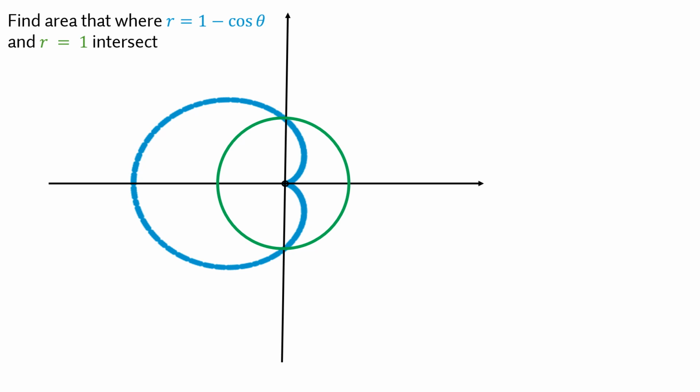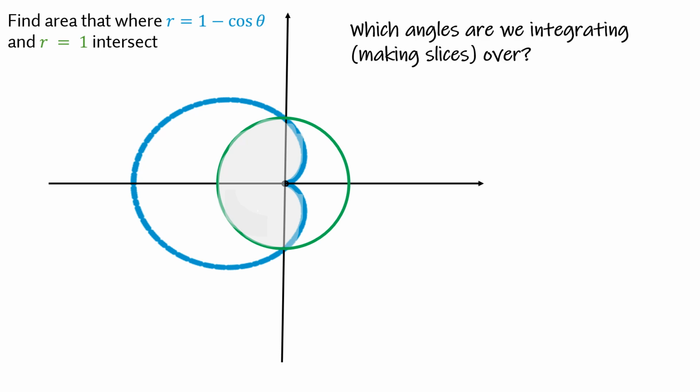And so now if we want to find an area where they intersect, it's going to look like this. We want to find the area of the shaded region. Again, we should ask which angles are we integrating over? Where are we making our slices? From what rotations do we go through?